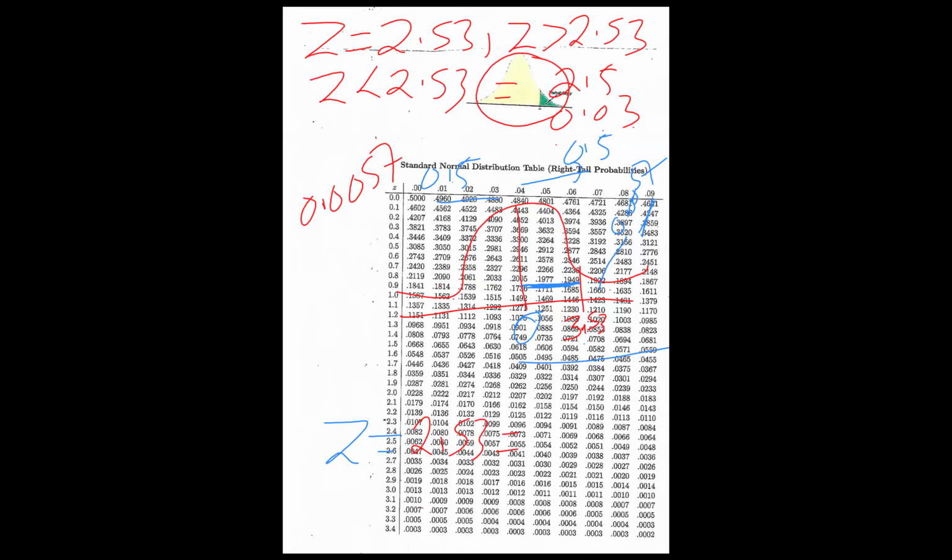Probability should be 0.5, because the whole of that is 1. The half of this is 0.5. So normally it was supposed to be 0.5 minus this part, which is 0.0057. Correct? Yeah, exactly. So this is what he has said.